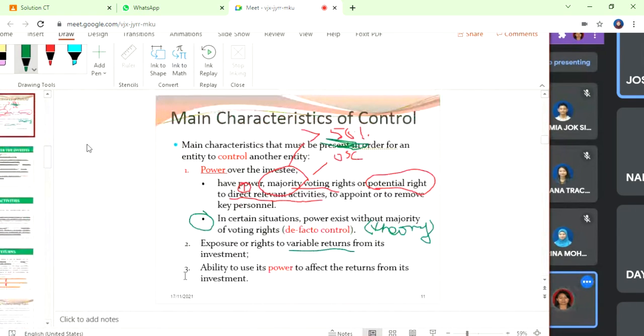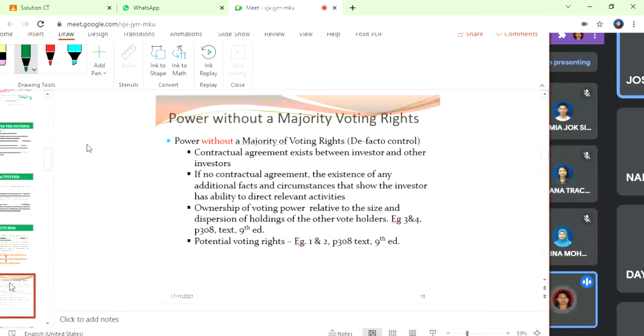And the third criterion is the ability to use this power to affect the returns of the investor. So they use this power to decide how much return they can get. Okay, so that is control. That's the meaning of control. So we move on to the next one.